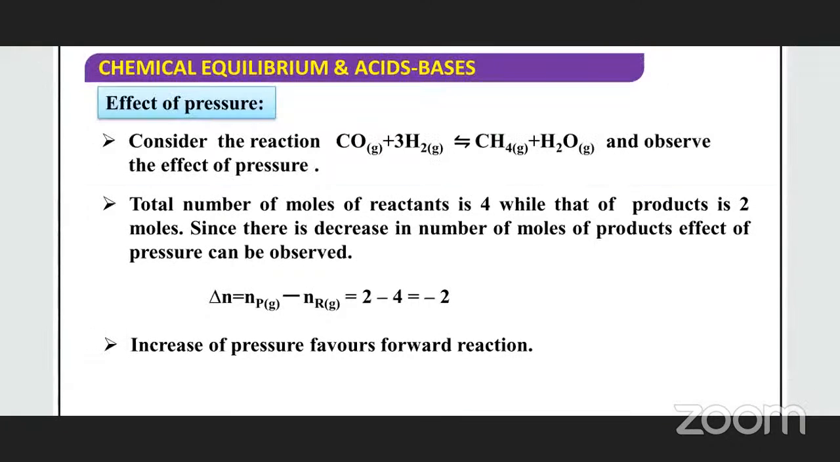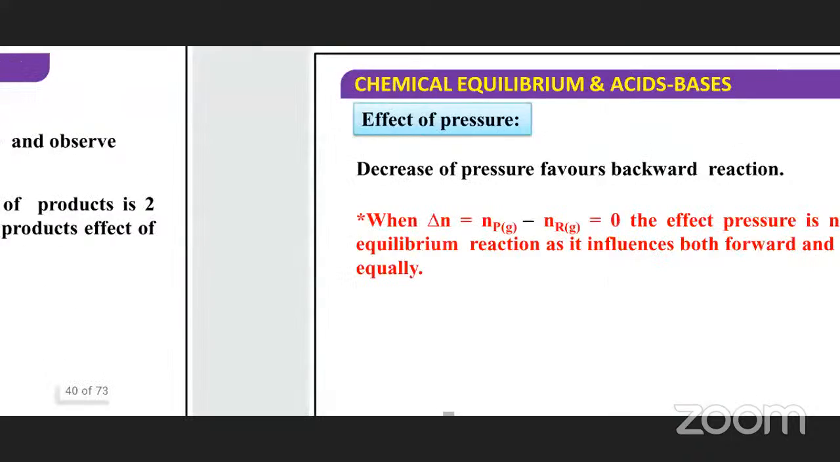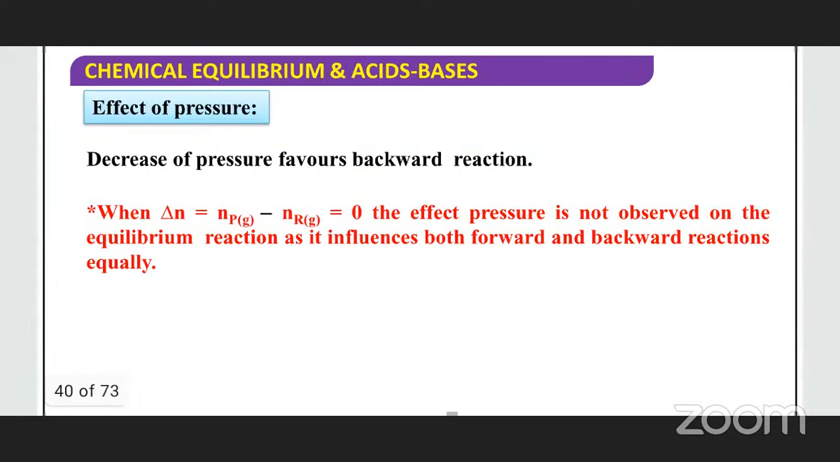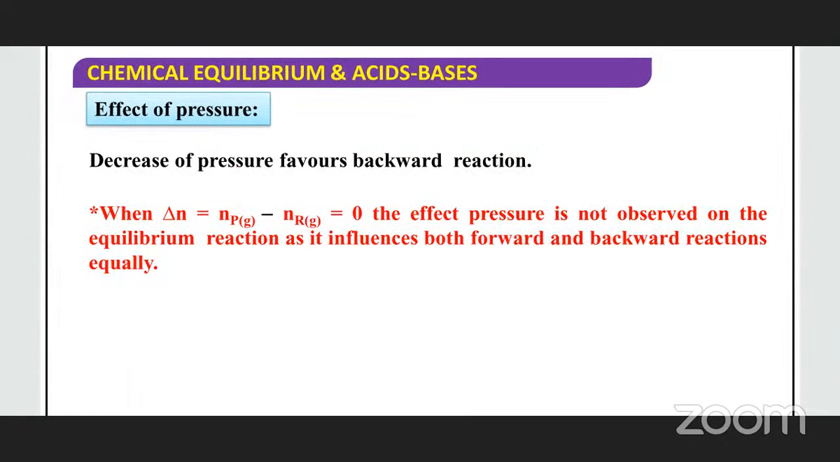It means an increase in the pressure of the system at equilibrium shifts the equilibrium position in the direction in which the volume or number of moles decreases. So when pressure increases, the forward reaction is favored. Decrease of pressure favors the backward reaction. When delta n, the number of moles of product minus the number of moles of reactant, is equal to 0, the effect of pressure is not observed on the equilibrium reaction, as it influences both the forward reaction and backward reaction equally.